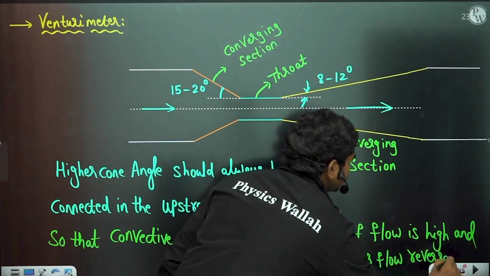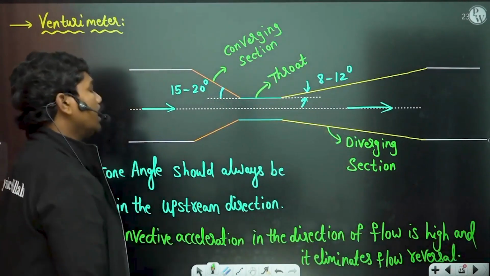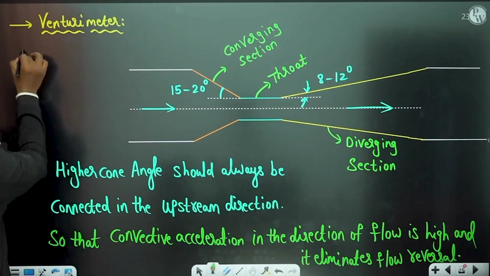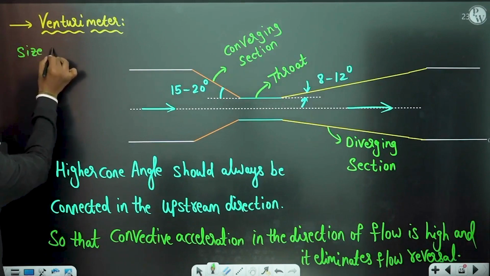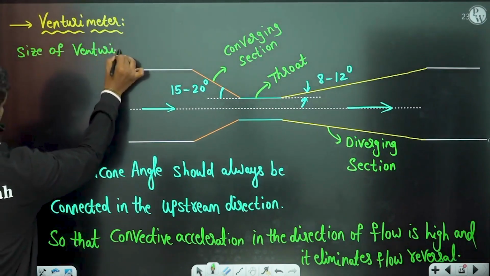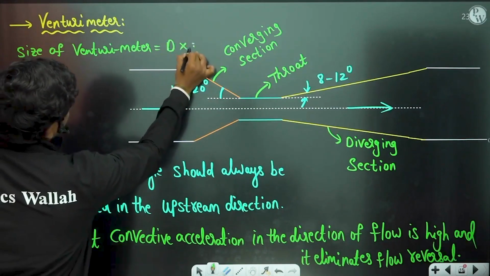And it eliminates flow reversal actually. Okay, so flow reversal also doesn't take place. Okay, and a common thing that you see in Venturi meters is the size of the Venturi meter, D by d. This is what you will see, size of Venturi meter is D by d, sometimes.